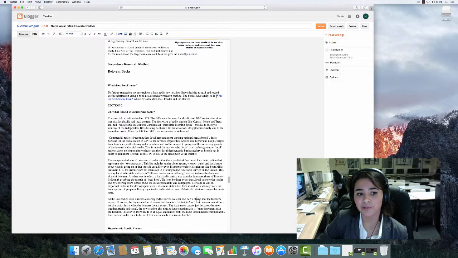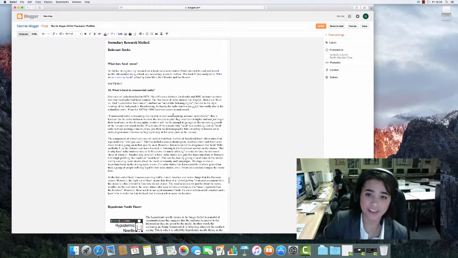This book I read was called What Do We Mean by Local Radio? I found this book very helpful in helping me understand the past of local radio news stories and the stations and how it grew over time, but also the future of local radio news stories.